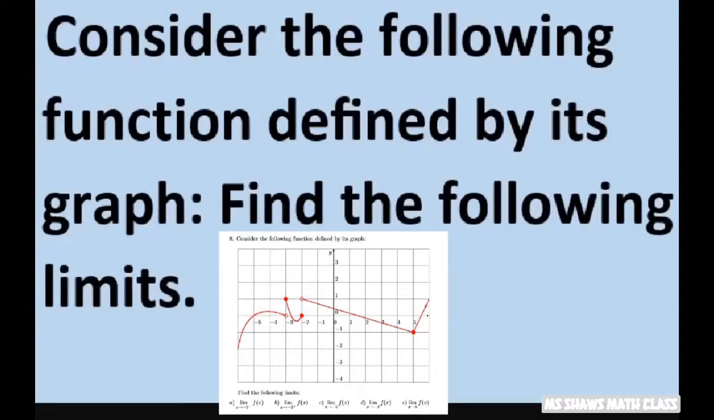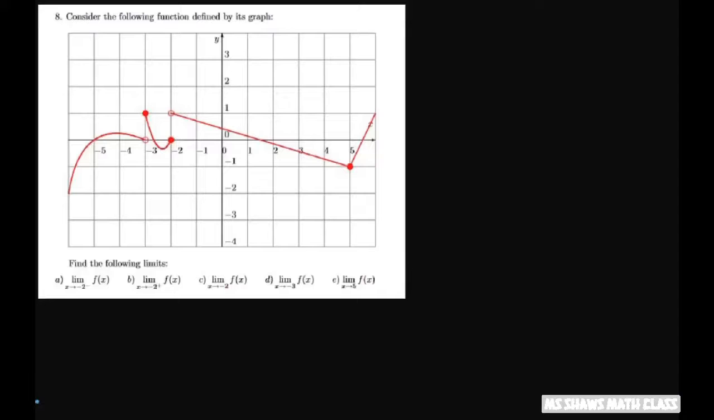One, we're going to consider the following function defined by its graph. Then find the following limits. So a limit is a numerical value that is the output values, or the y value in our case, because we're using x's and y's.